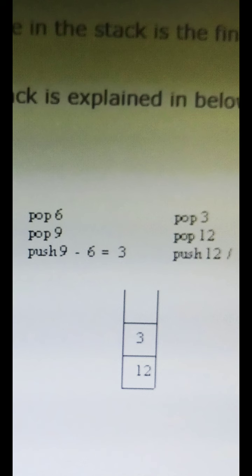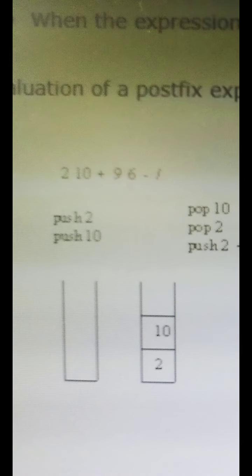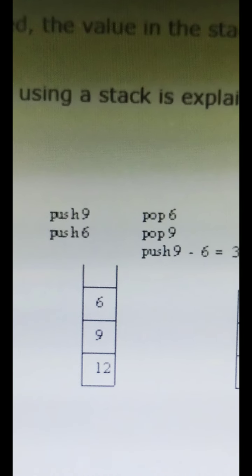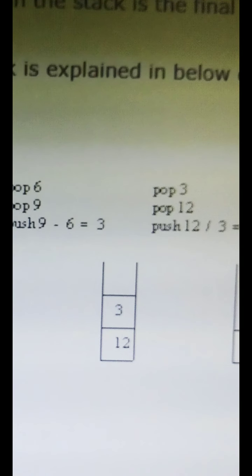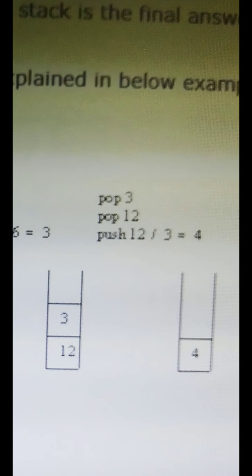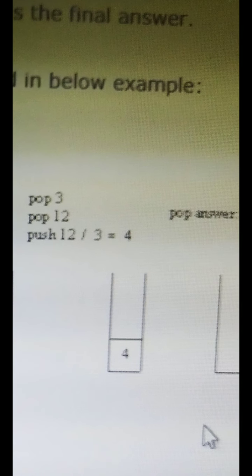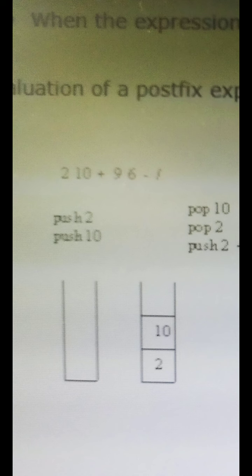Now the stack is stored with 3 and 12. Next, what do I obtain? Slash is the operator. I encounter that operator, and this is the last symbol in the expression. Nothing is left in the expression. Hence I pop the values 3 and 12. So what happens? 12 divided by 3 is 4. Then again I store 4 onto the stack.